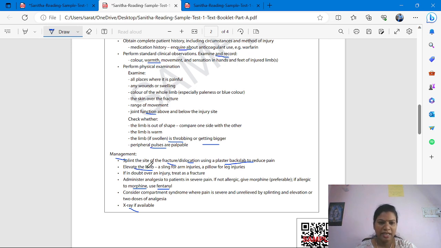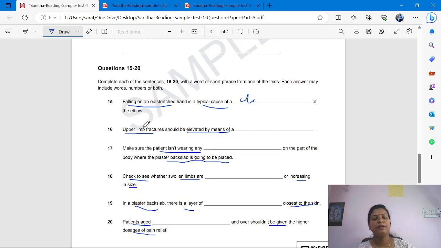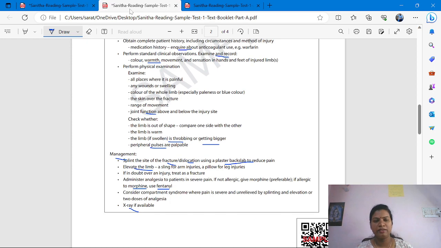Here is the answer. See, elevate the limb, a sling for arm injuries. Here they have given the answer indirectly, a paraphrased version. Sling for arm injuries. What did they ask? They asked about upper limb fractures. The question booklet, what are they saying? A sling for arm injuries, a pillow for leg injuries. Just underline that, and a pillow for leg injuries.